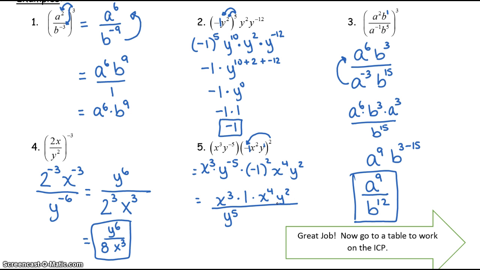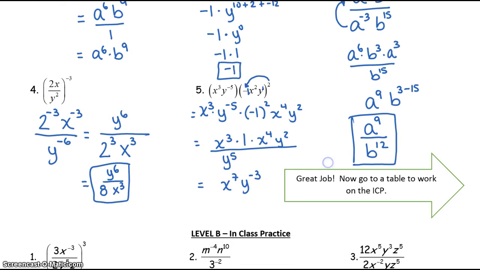Alright, so now to simplify, let's combine the bases of the x. Since it's multiplication, we're going to add 3 plus 4, which is x to the 7th. And we're going to go ahead and subtract 2 minus 5, which is y to the negative 3. But remember, we can't have a negative exponent, so we're going to have to bring this negative exponent down. So I'm going to do divided by y to the 3. I just brought it down, and then I'm going to erase that right away. And so that's our final answer right there.